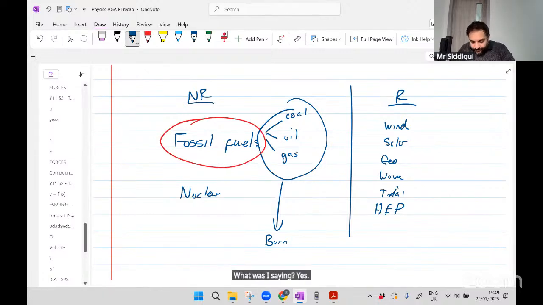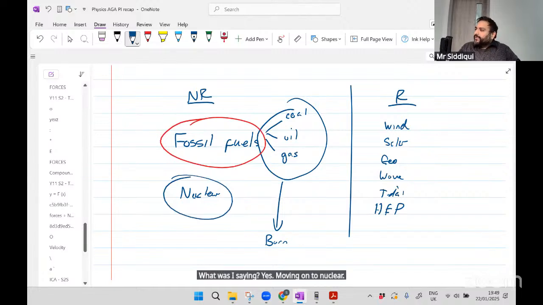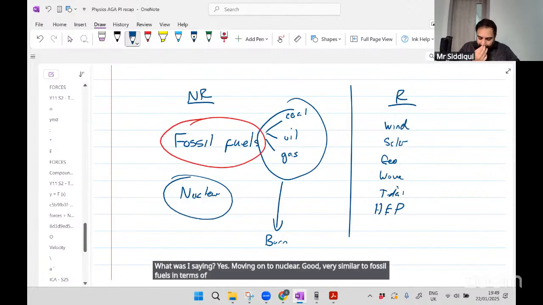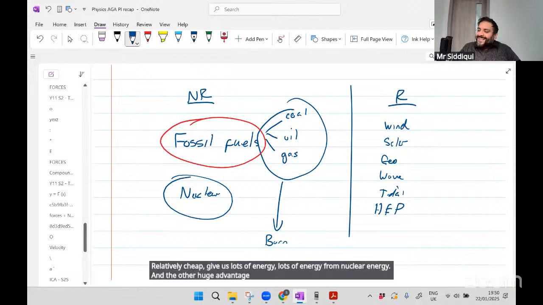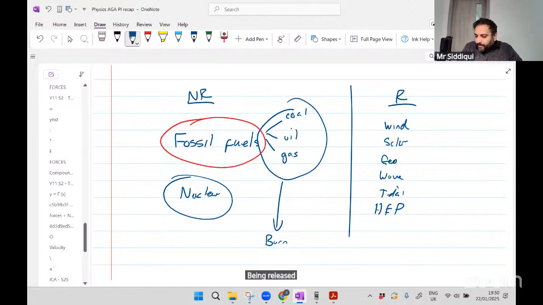Moving on to nuclear. The good is very similar to fossil fuels in that they are reliable, relatively cheap, and give us lots of energy. And the other huge advantage of nuclear energy is that it doesn't release harmful gases. Don't say it doesn't harm the environment. Too vague. Be very specific. There are no harmful gases being released from that. Okay.